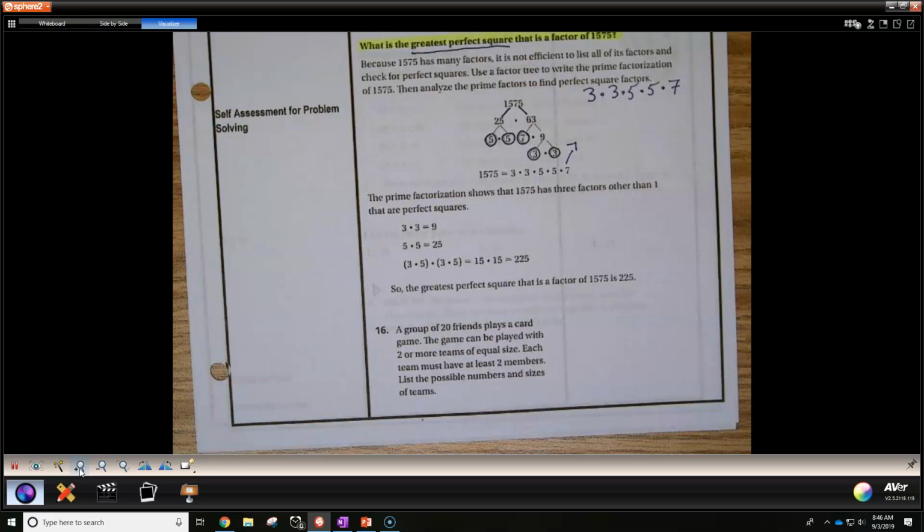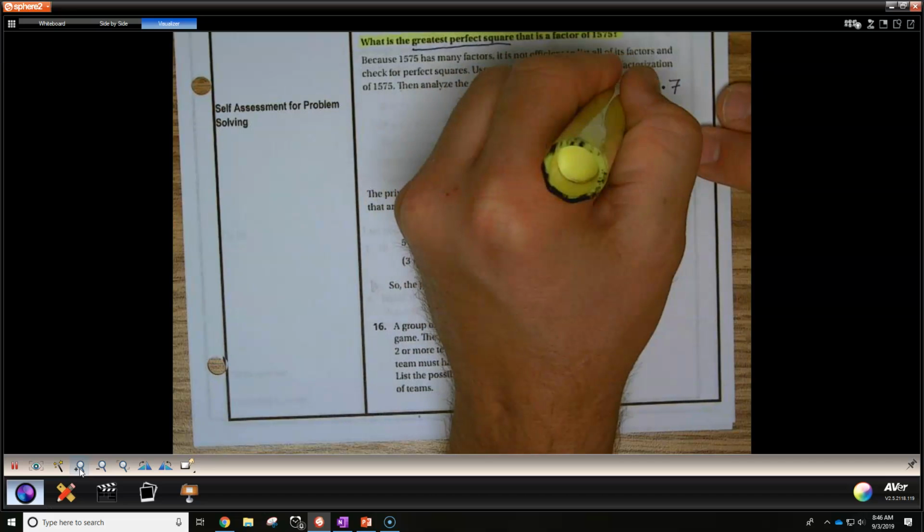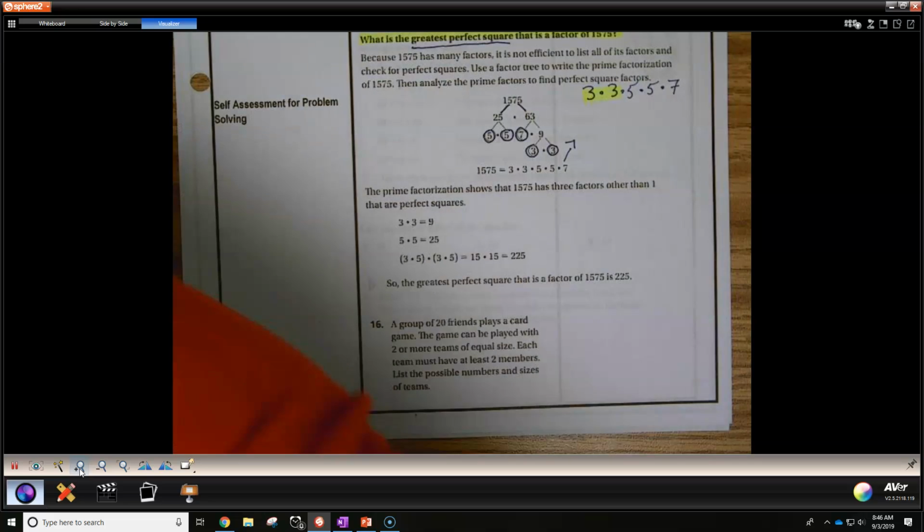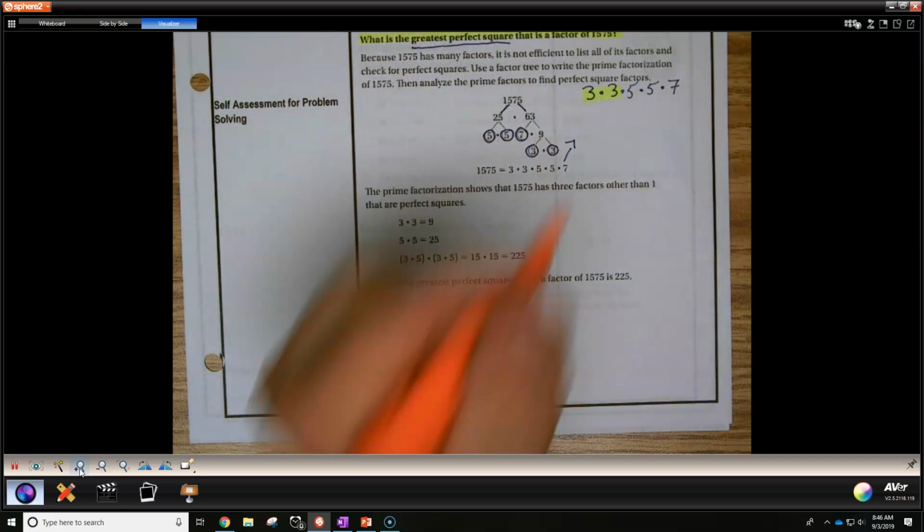Okay, here's my question. In order to find the greatest perfect square, I first have to look at these prime numbers. Can I square any numbers? Are any numbers repeated twice? Which number is repeated twice? 3 and 5. Yeah, there's 2 3s, right? So either highlight the 2 3s or underline. And then I heard you say the other one. What was the other one? 5. And we see 2 5s.